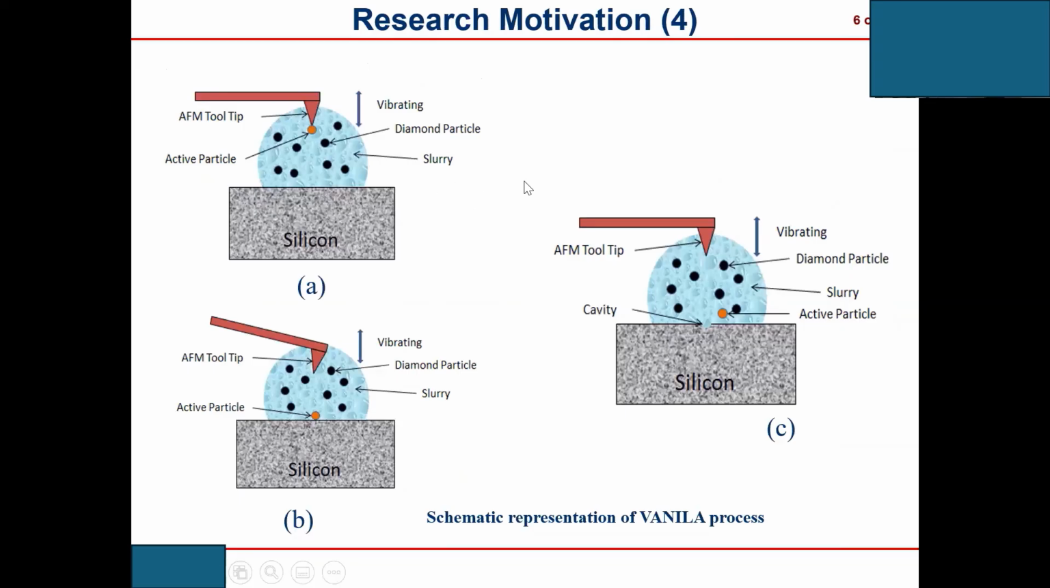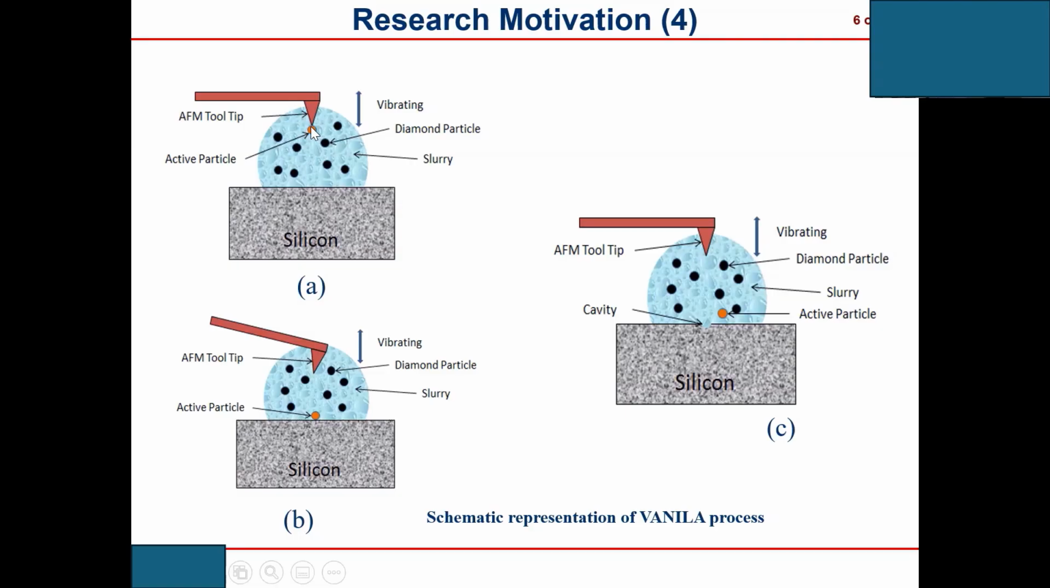This is a schematic representation of the VANILA process. Here is the silicon. The light green represents the slurry, and the dark circles are the diamond particles. The abrasives used here are these diamond particles. And here is the active particle.